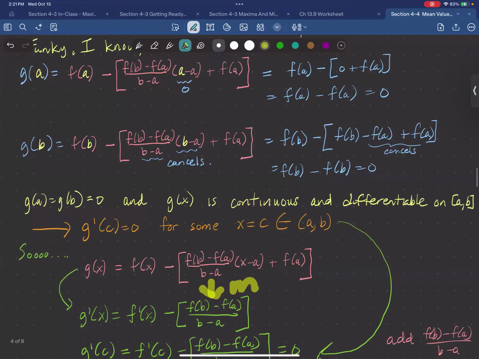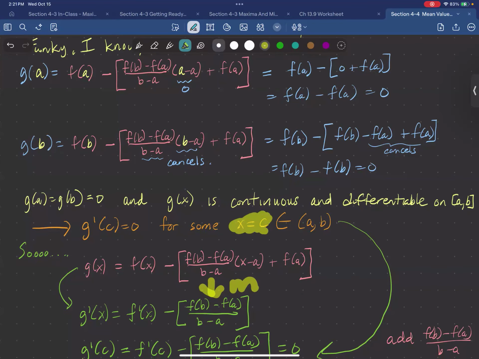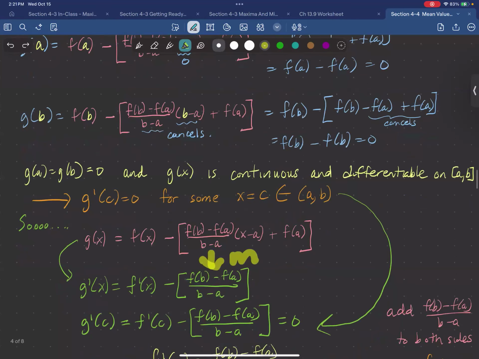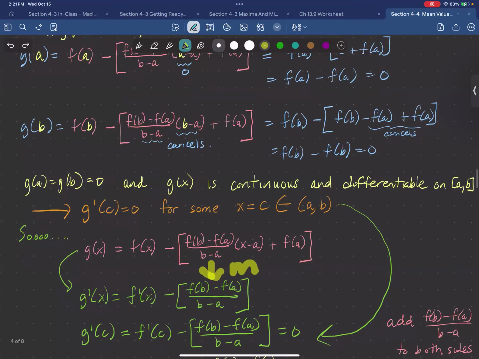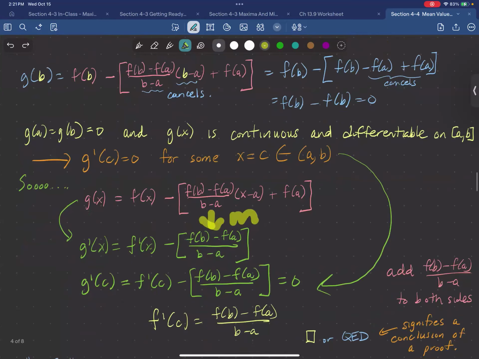So now we plug in c. We're looking for this c right here. We plug it in. g prime of c equals f prime of c minus that slope. That has to equal 0 by Rolle's theorem. We're applying Rolle's theorem now. And we will add f of b minus f of a over b minus a to both sides. And we get f prime of c equals f of b minus f of a over b minus a. That was MVT right there.